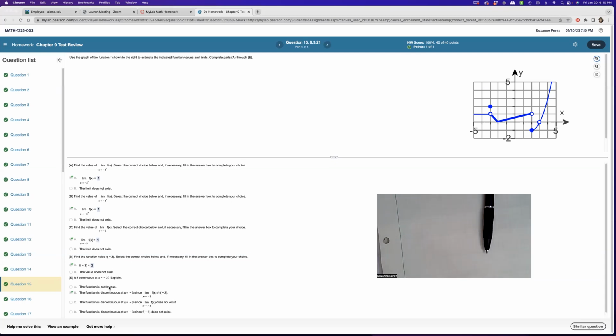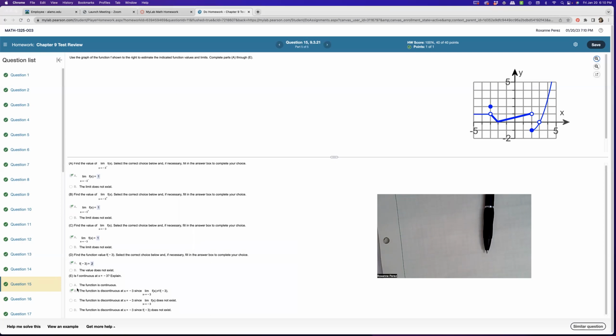So it's a discontinuous function, and the appropriate answer would be option B. C wouldn't be correct because the limit does exist. This one is saying does not exist. And again, this one is also saying that f evaluated at -3 does not exist. That's not a true statement because there is an actual value at that point. So the only one that makes sense is option B.